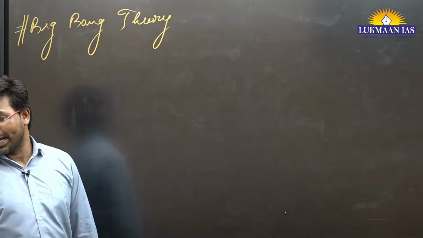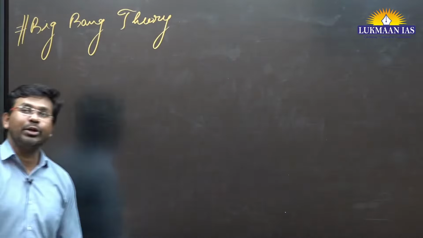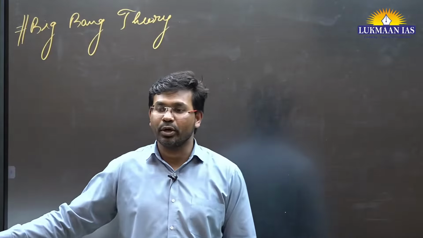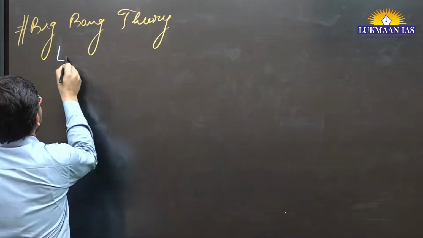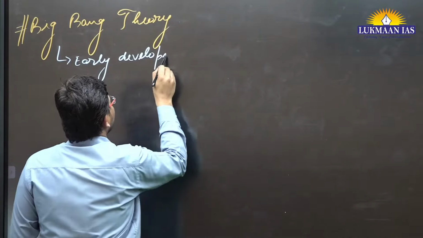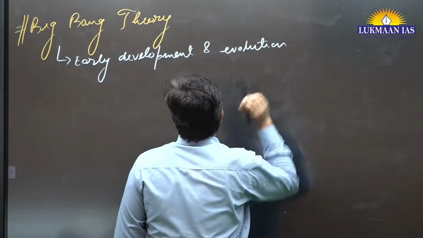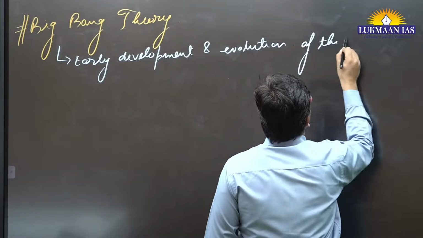Okay. So now write down this, what? Big Bang theory. Big Bang theory talks about the early development and evolution of the universe. Early development and evolution of the universe, right? Of the universe.